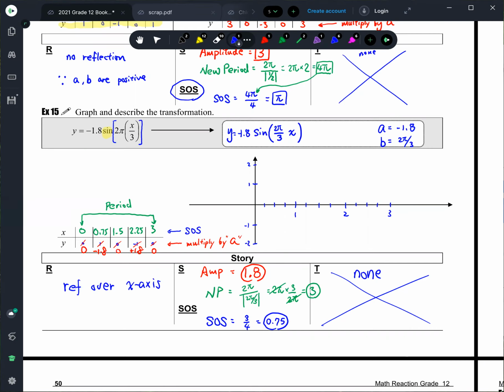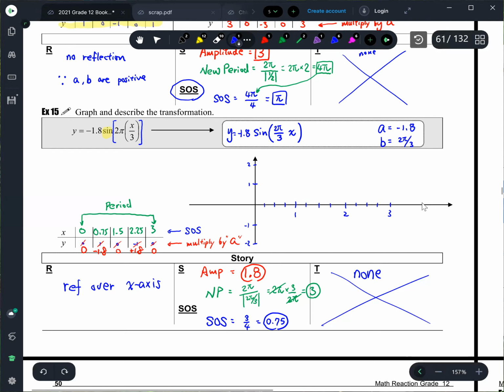Once you set the scale up, you can follow all the points and graph them. Please raise your hand if you finish the graph.